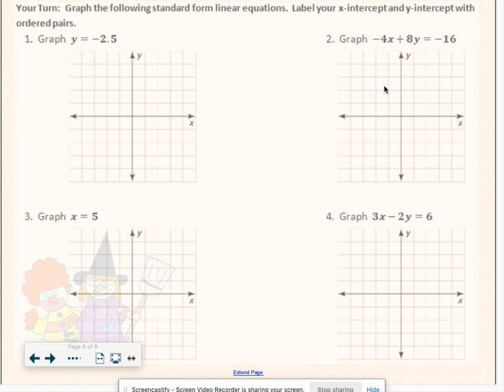One and 3, try those two. 1 and 3. Yeah, 1 and 3. 1 below 3.